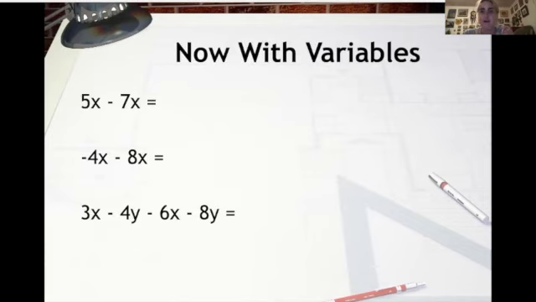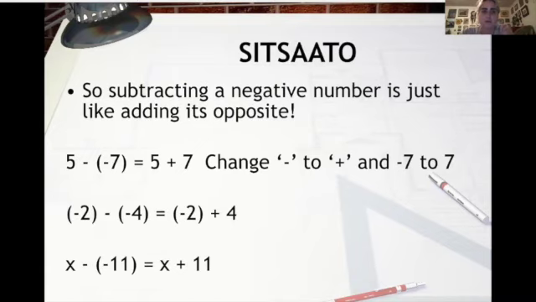Now I want you to go ahead and try with these variables. Take a few moments with these variables. Go ahead and jot these down and we're going to go ahead and move forward. So subtracting a negative number is just like adding its opposite. So we have 5 minus negative 7 equals 5 plus 7. We're changing our negative to a positive, which is the negative 7 equals the 7 now. Another example, the negative 2 minus negative 4, we're doing the negative 2 plus 4, which is the opposite of that negative 4, and so on.